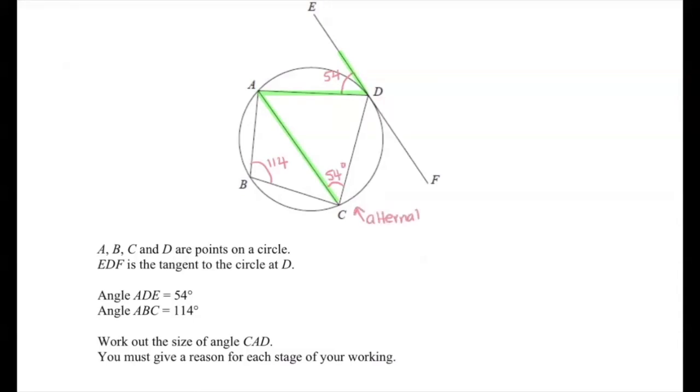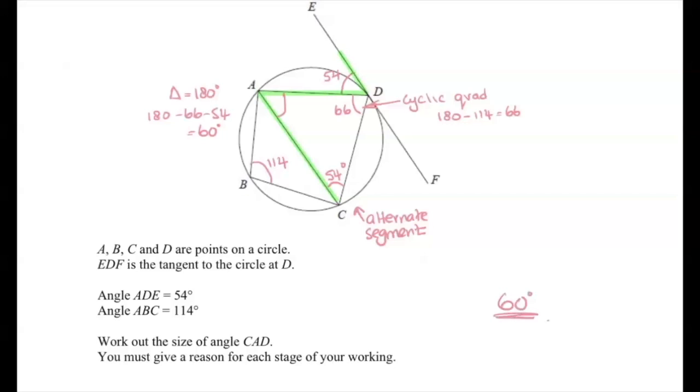And label as you go so that you don't have to think about it at the end. They've given me the 114 for a reason. It is because of our cyclic quad. Now, opposite angles of cyclic quads add up to 180. So that would make that 66. And then the angle I'm actually looking for can be found by using angles in a triangle. So take away the angles you know, and you can see that our angle CAD is 60 degrees.